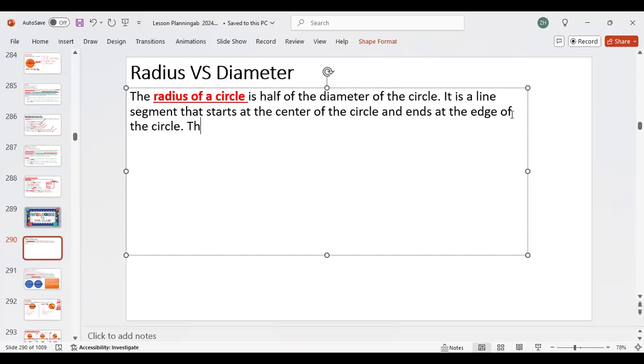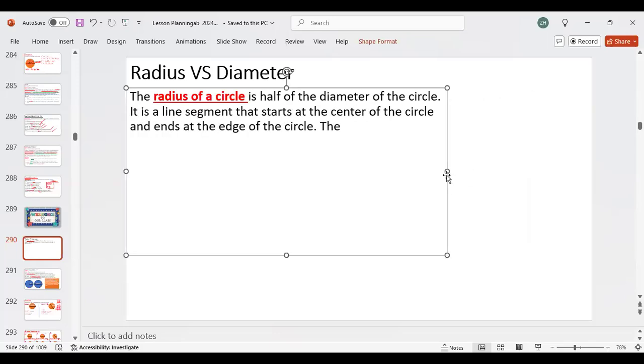The diameter is different. Jatina Gilton, are you writing this down? Yes, sir. So the diameter of a circle is a line. Tavana, are you writing this down?